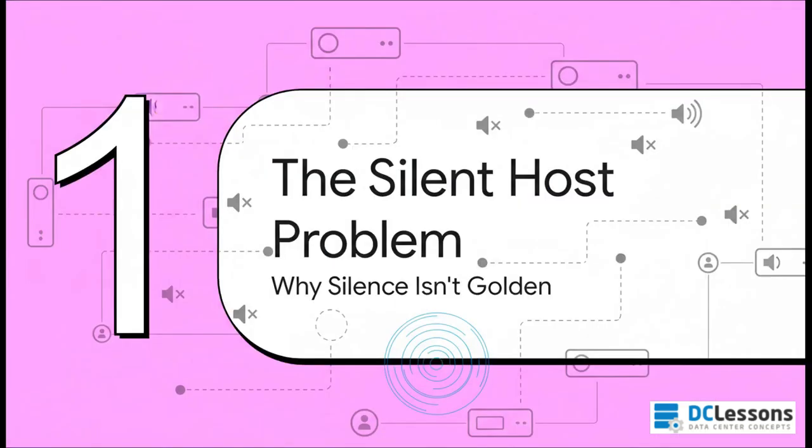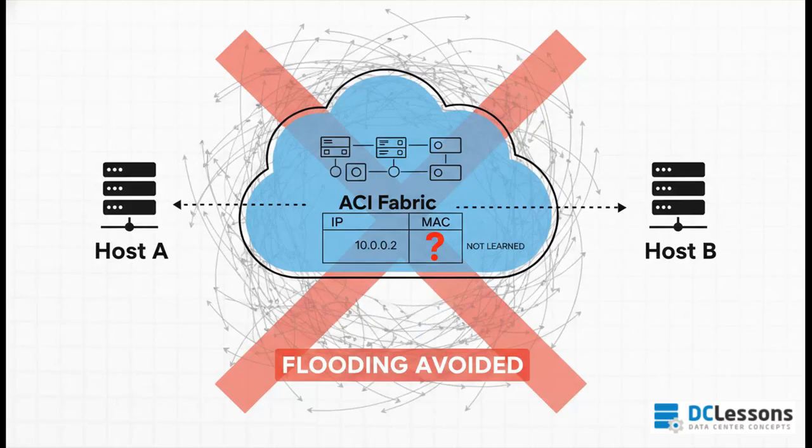Okay, section 1, the silent host problem. You know, in the real world, silence can be golden, but inside a high-performance network fabric, not so much. It's pretty simple, really. When a host is silent, ACI has absolutely no record of it in its endpoint tables. So if another device tries to talk to it, the fabric just throws its hands up and says, "I don't know where to send this."